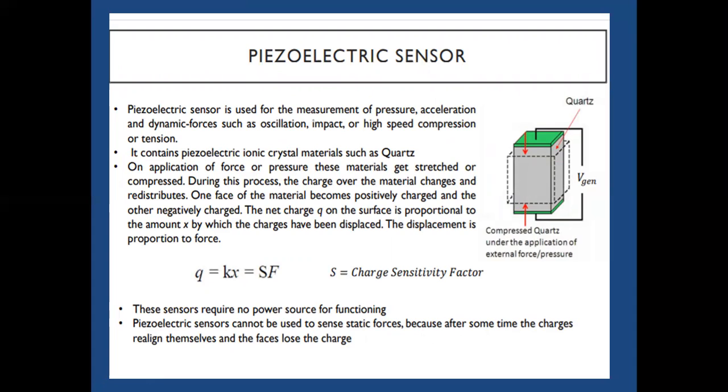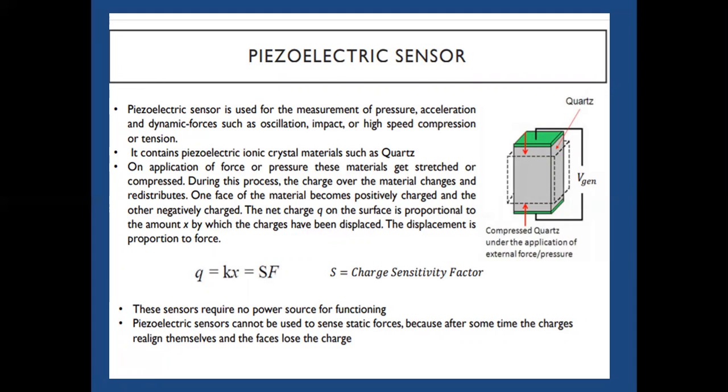And the next, the piezoelectric sensor. The piezoelectric sensor is used for the measurement of pressure, acceleration, and dynamic force such as oscillation, impact, or high-speed compression or tension. These are the physical parameters we need to measure, so that's why this kind of piezoelectric sensor is used. This sensor also comes under the category of displacement sensor.